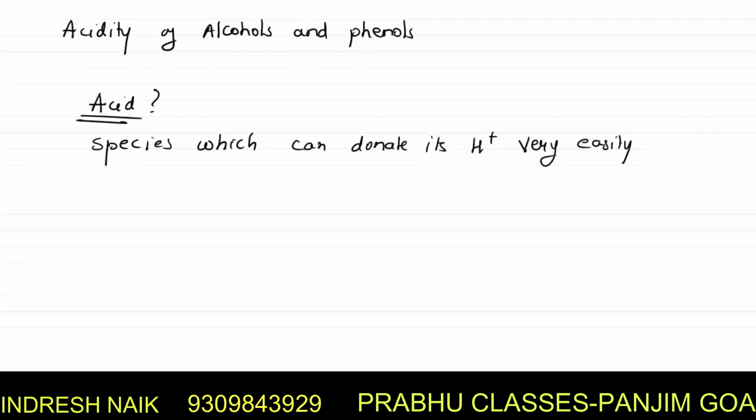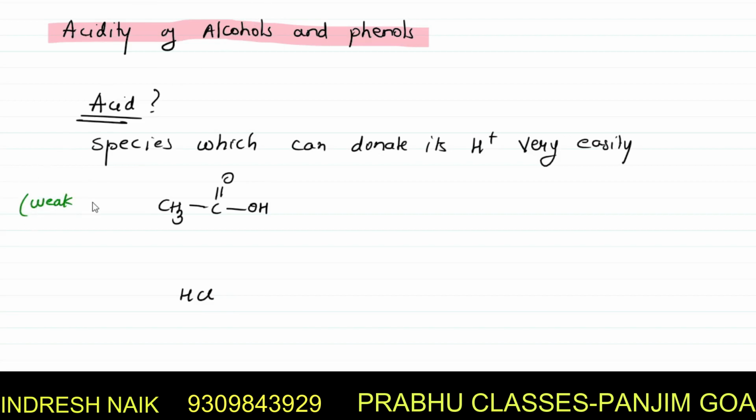So overall we are discussing the acidity of alcohol. What is an acid? A species which can donate its H plus very easily. Many times we say that CH3COOH is a weak acid, but HCl is a strong acid, right? We say that acetic acid is a weak acid, whereas HCl is a strong acid. What is the meaning of this? Why do we say it this way?